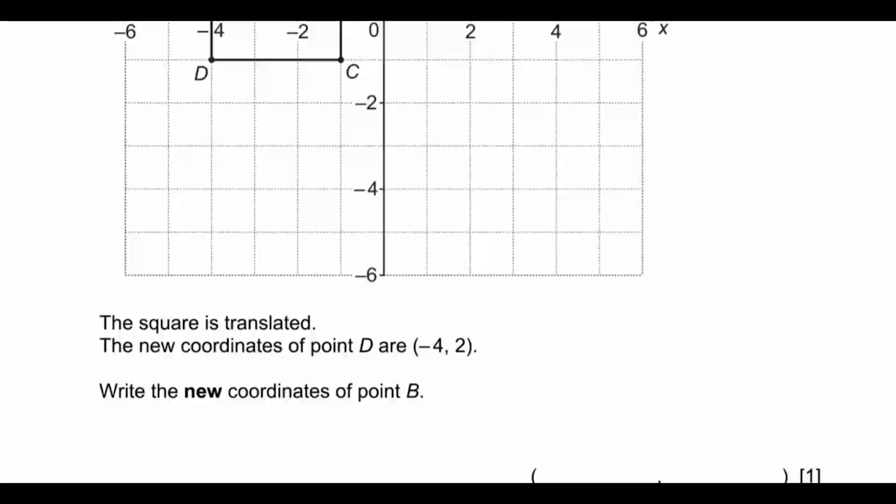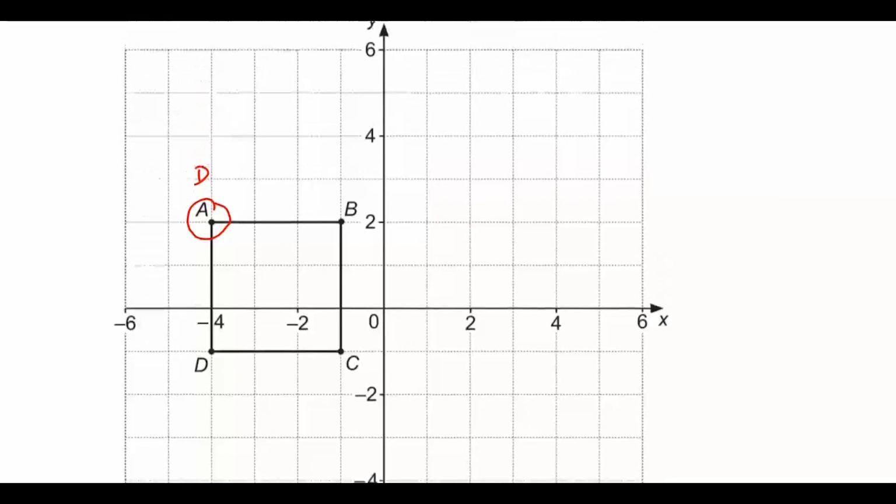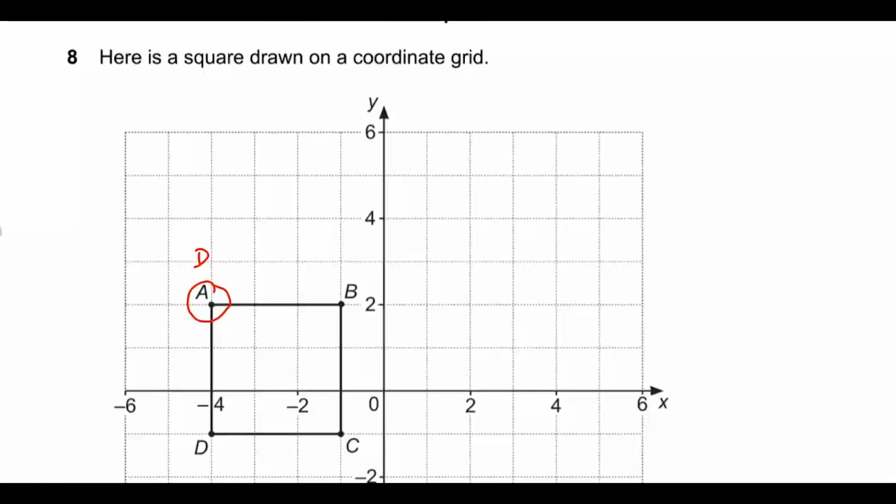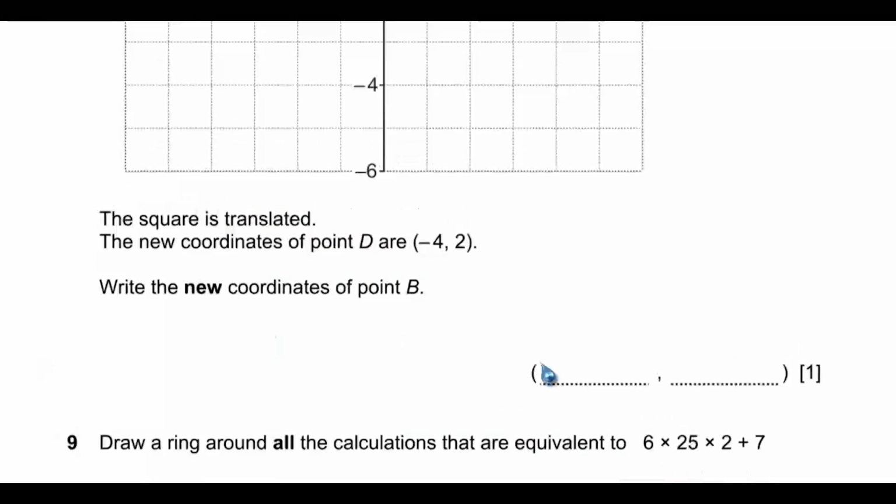So write down the new coordinate of point B. So for point B, you have to go up 3 times. 1, 2, 3. So it should be here. That is x equals -1 and y equals 5. So you have -1, 5 here.